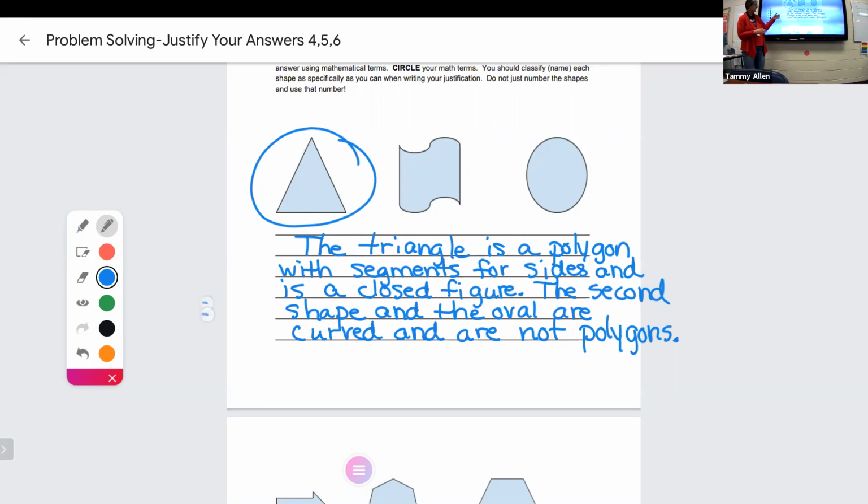So is this worth 2 points now? No. No, why not? Lane. So let's write the math thing or circle. Okay, what math terms do we have here? Give us one. Polygon. And once you've circled it once, you do not need to circle it again. Segment. Anything else? Triangle. Anything else? Adam? Oval.